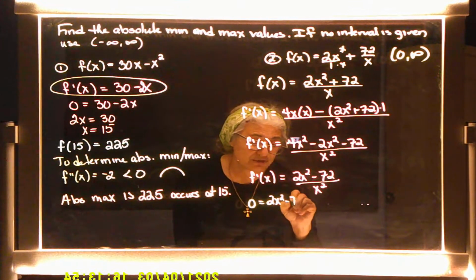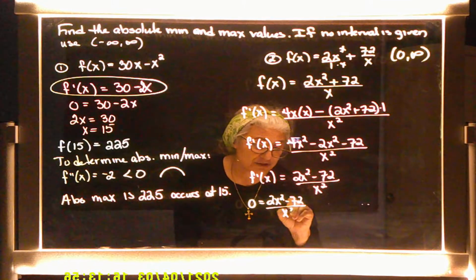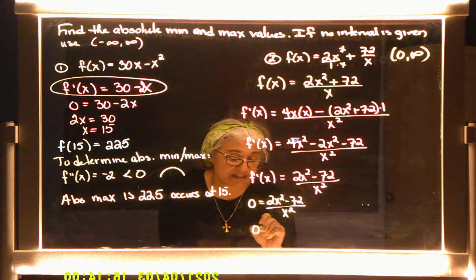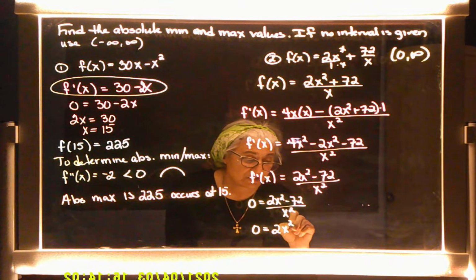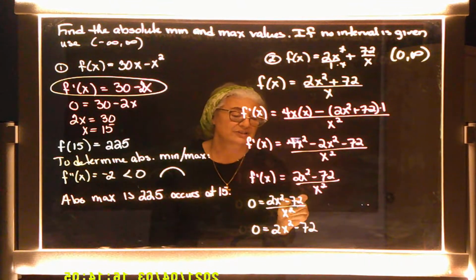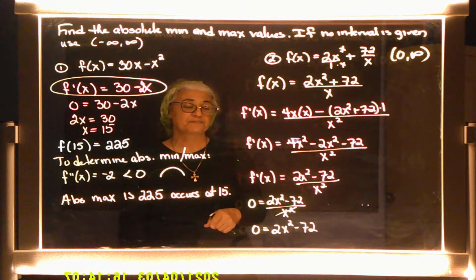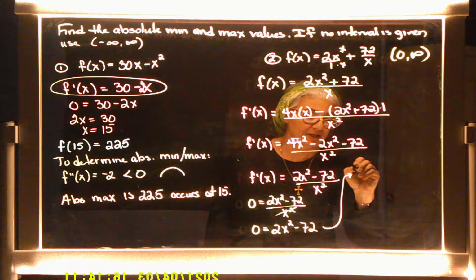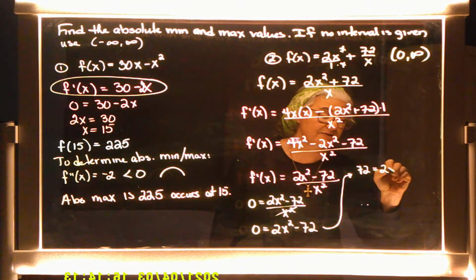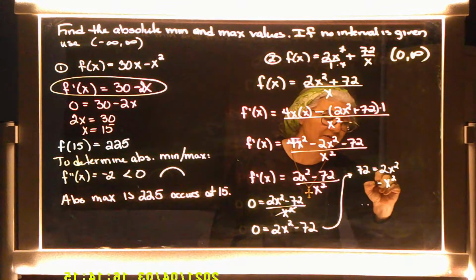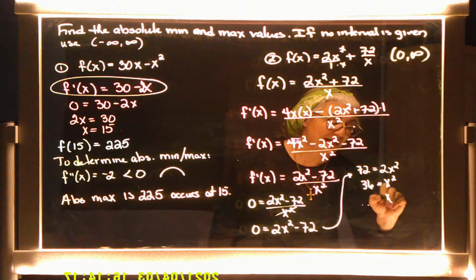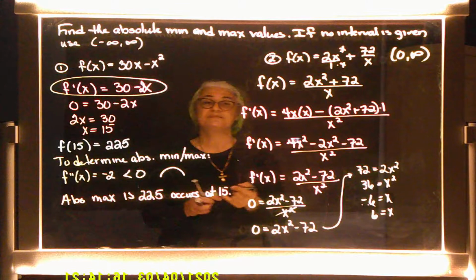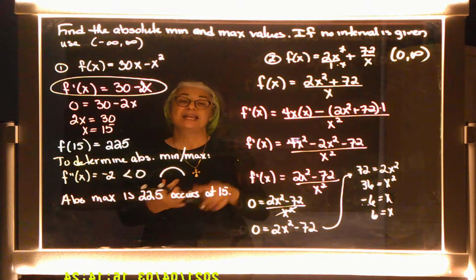And when we do that, first thing we do is multiply both sides by x squared, which means I have 0 equals 2x squared minus 72, because that denominator cancels. Do your algebra. We have 72 equals 2x squared, so x squared equals 36, x equals negative 6, and x equals positive 6. Agreed? Good.